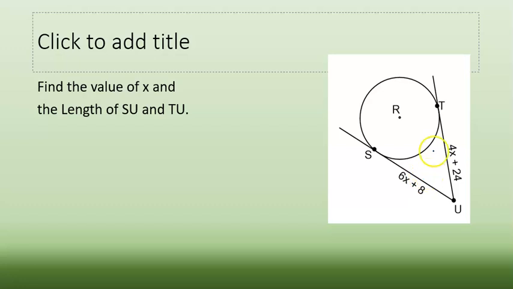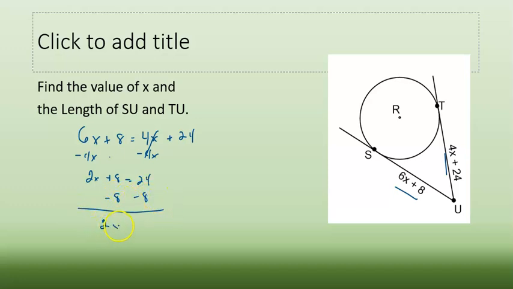So with the same concept of TU and SU being congruent, we would know that these two expressions would also be congruent. So we would just write 6x plus 8 equals 4x plus 24 and solve it. So bring the 4x over, so that would be 2x, because I would subtract 4x from both sides, and that would get rid of that one. Then I have plus 8 equals 24. I'm going to subtract 8 from both sides, and I end up with 2x equals 16. And then I divide both sides by 2, and I end up with x equals 8.